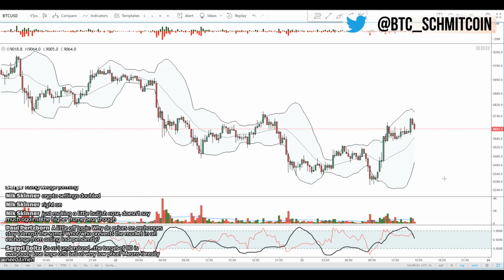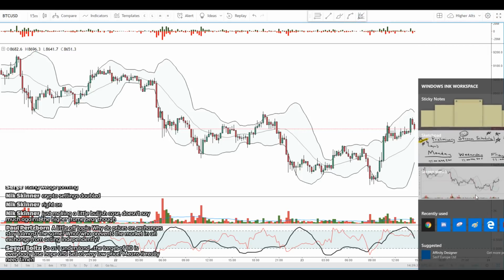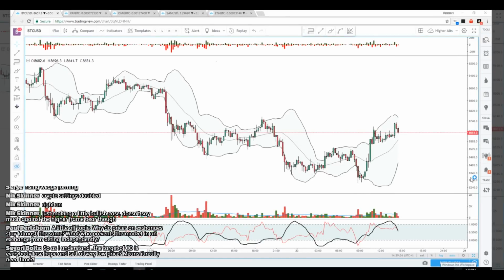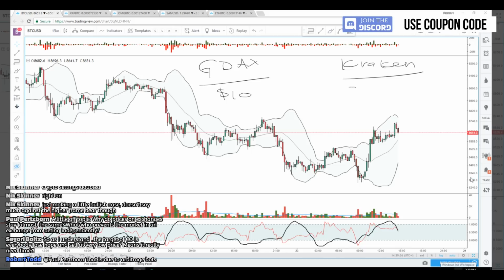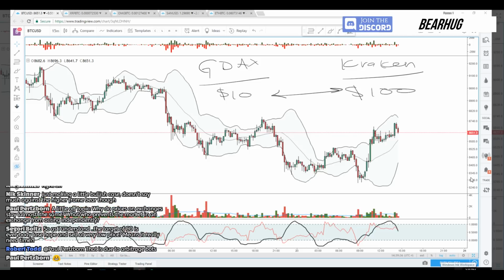What/who prevents the market from? Okay, so this is a bit newbie, but I'll allow it. Let's say you're on GDAX and Bitcoin's $10, and you're on Kraken and Bitcoin's $100. There's something called arbitrage, which allows you to buy Bitcoin over here, move it over to Kraken, and sell it for a $90 profit.